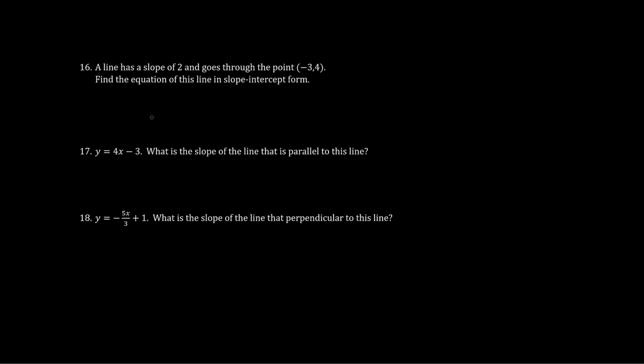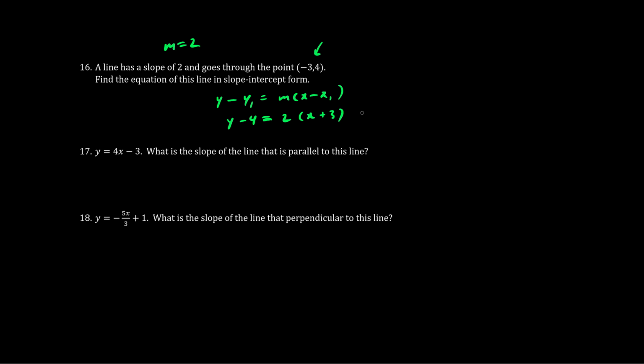Let's try a few more. A line has a slope of 2, m equals 2, and goes through this point here. Find the equation of this line in slope-intercept form. So again, y minus y1 equals m times x minus x1, and we'll substitute this point. Y minus 4 is equal to m, which is given as 2, times x. X minus a negative number becomes plus.